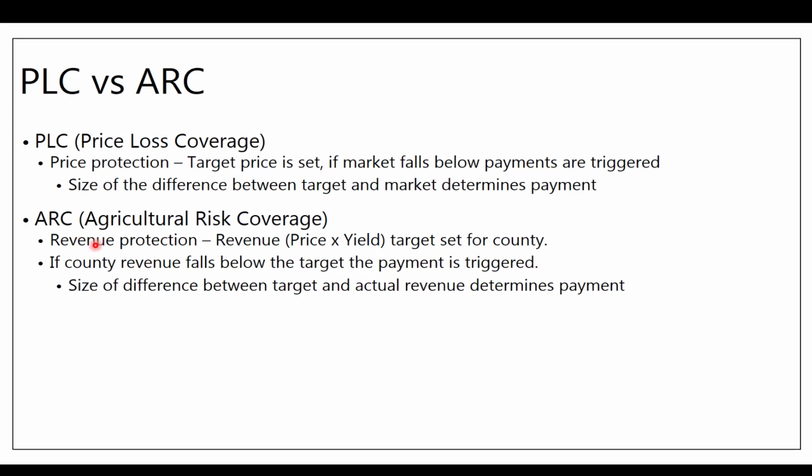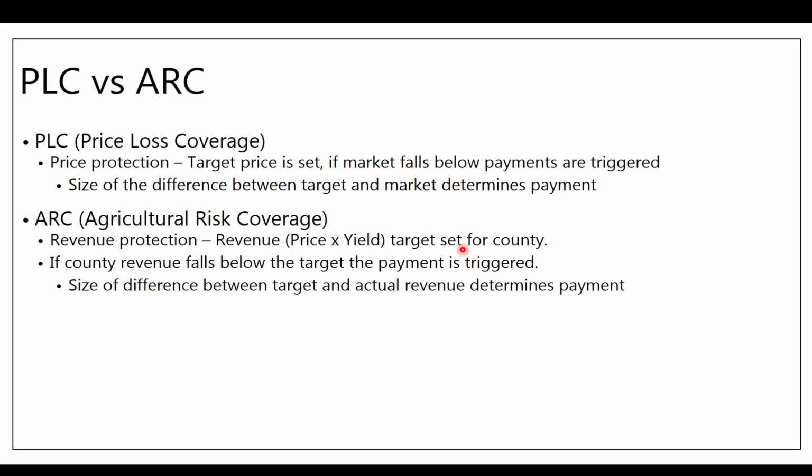And so it becomes this revenue protection program. Revenue is price times yield, and what happens is each county has a target revenue set, and we'll see how that's calculated. That target revenue is sort of the protected revenue level.